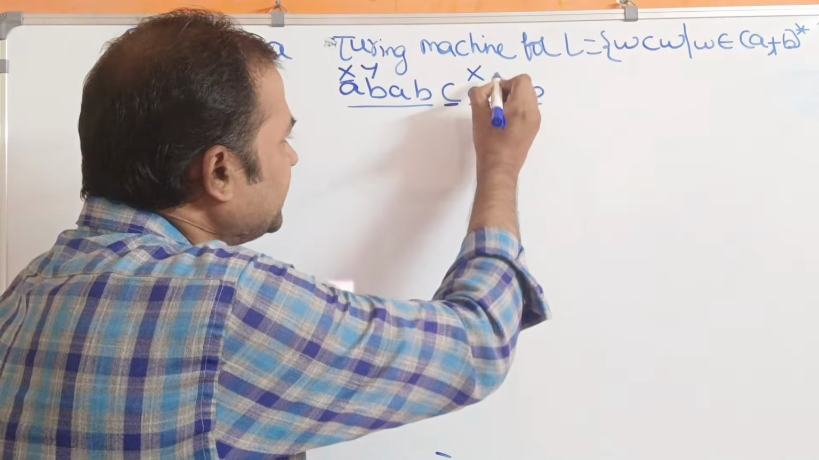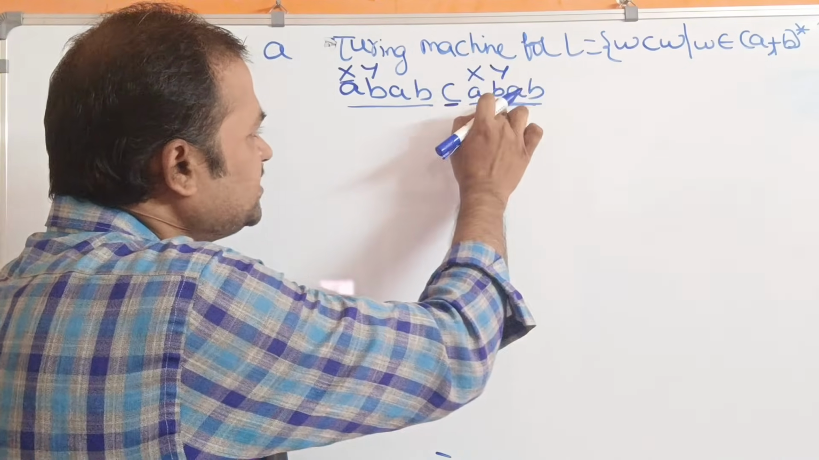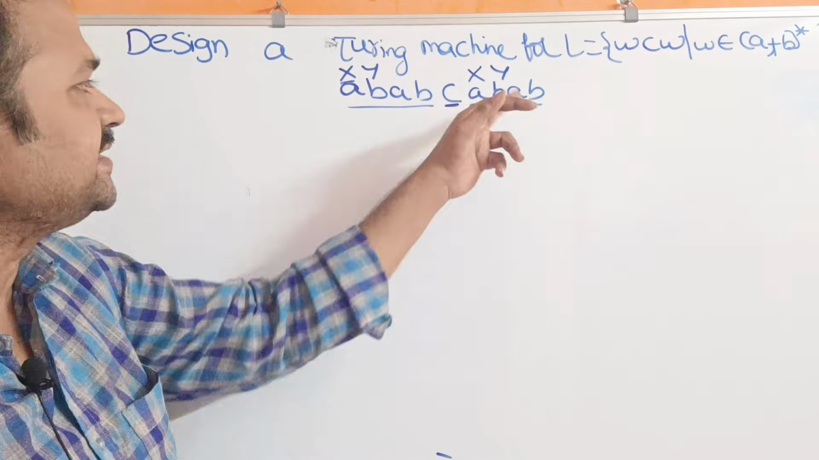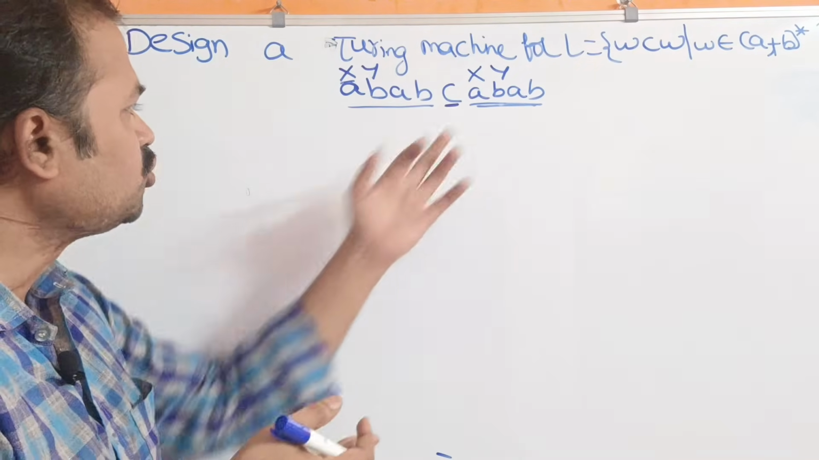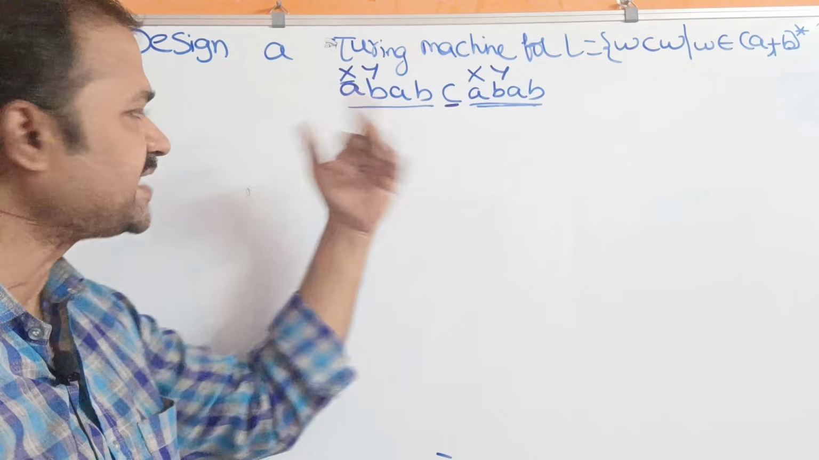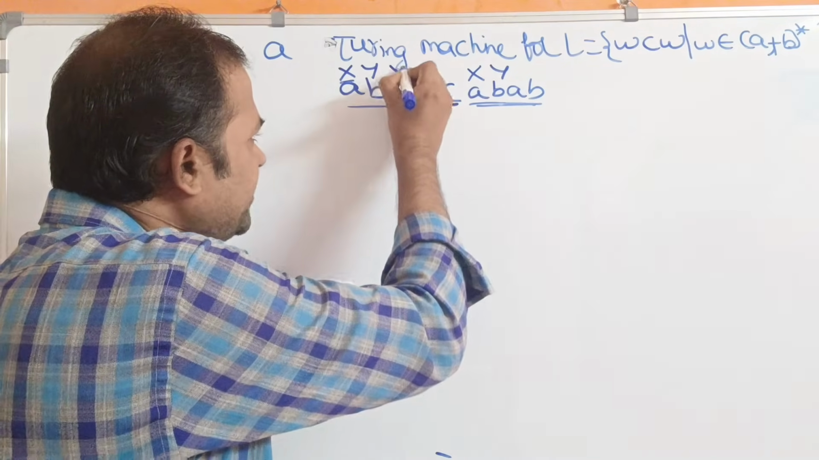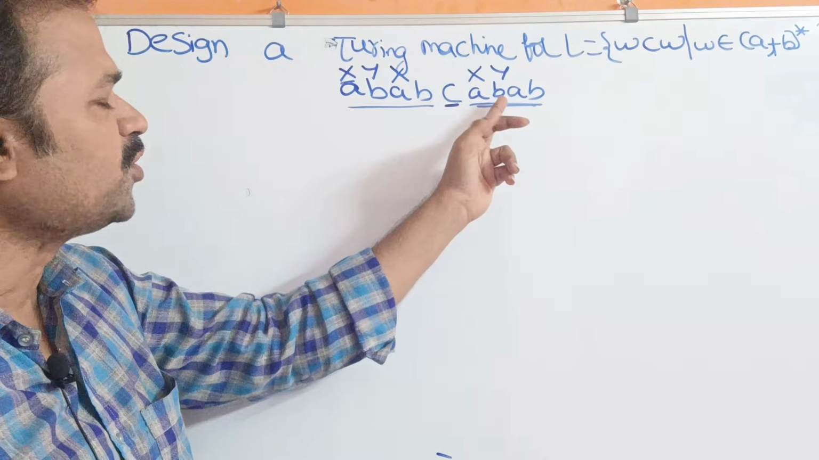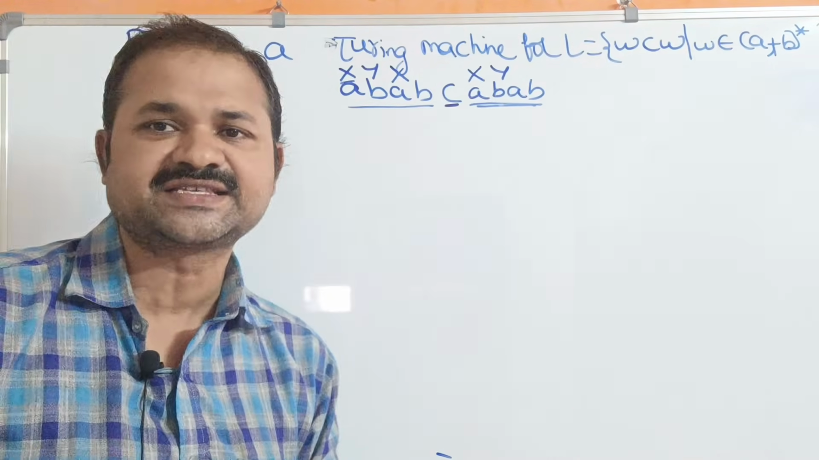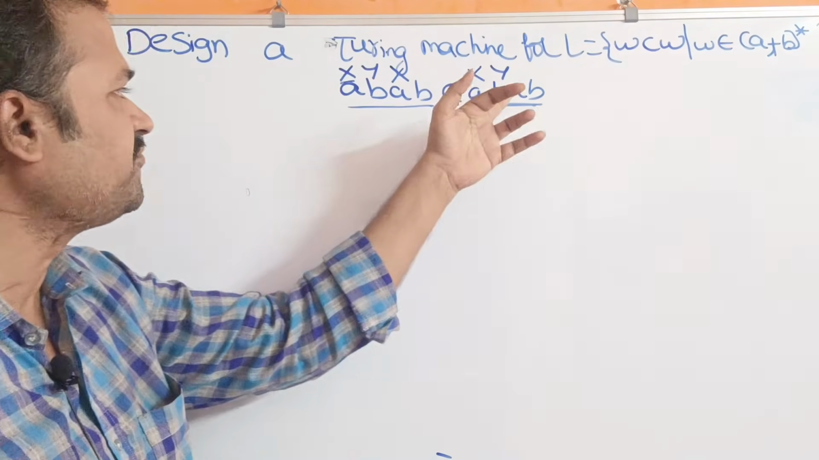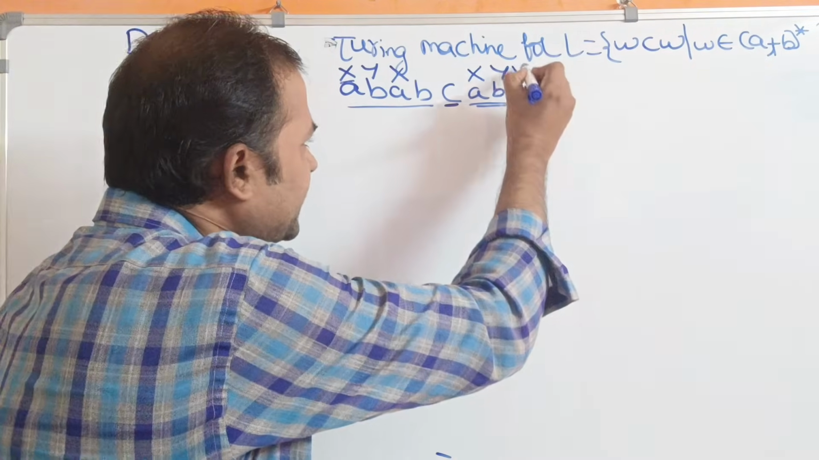After X we have B, so replace this B by Y. So this is for this B. And then come back and move towards the left till we get X or Y. After Y we have A here, so replace A by X and then move towards the right till we get either X or Y. After Y we have A, so replace this A by X.